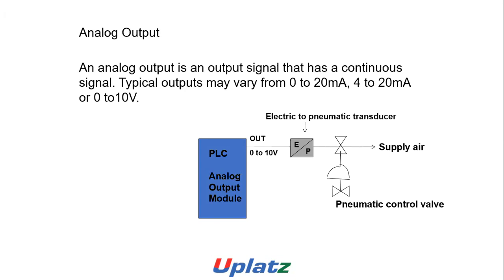An analog output is an output signal that has a continuous signal. Typical outputs may vary from 0 to 20 milliampere, 4 to 20 milliampere, 0 to 10 volts. Here the PLC output is in write mode, an electric pneumatic transducer is used, and the supply pneumatic control valve opens or closes to supply the air.